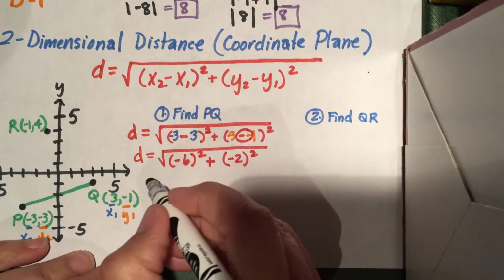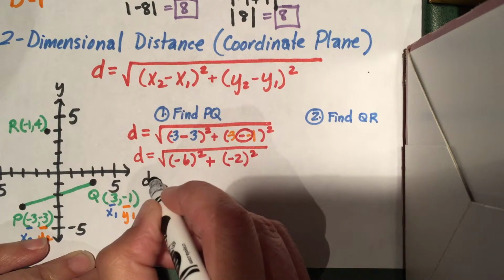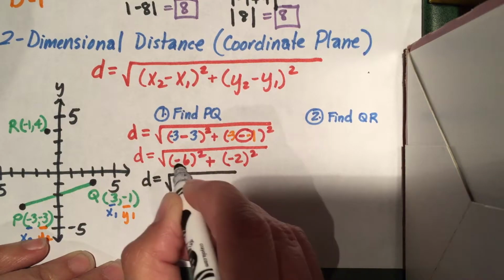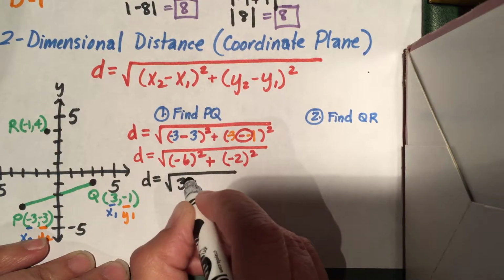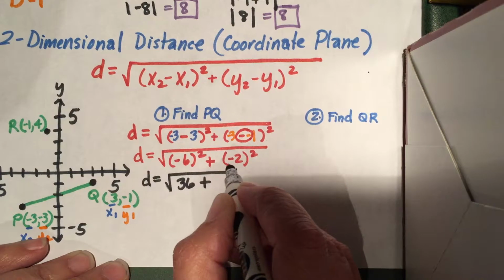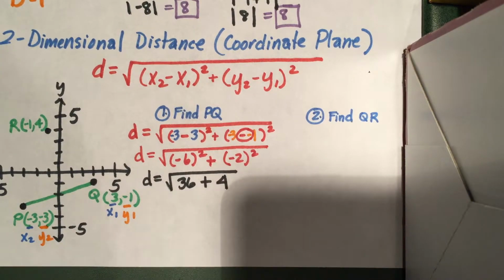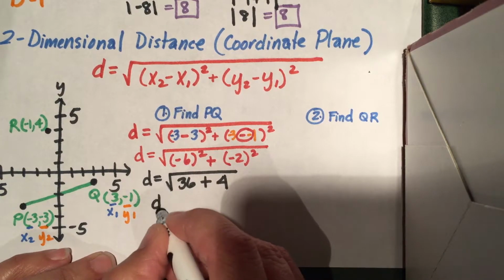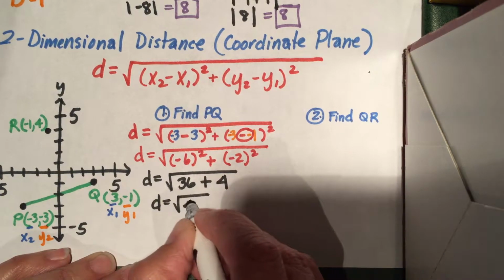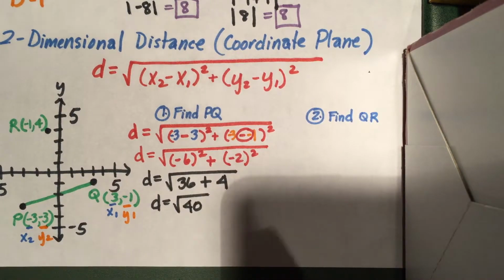Now I'm going to square the 6, the -6. It's in parentheses. So -6 times -6 is positive 36. And -2 times -2 is positive 4. And then for my last step, 36 plus 4 is 40. So I've got the square root of 40. Now you can use your calculator to get a decimal. When you do the square root of 40, it's going to be 6 point something, okay? So that's basically what we're going to use.